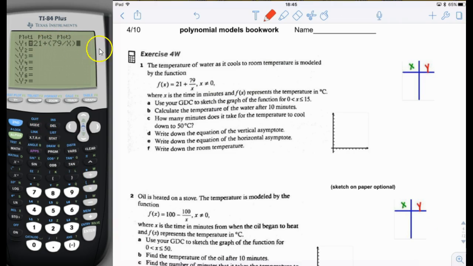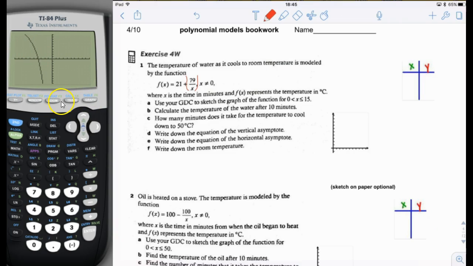Okay, and do you notice I put parentheses around the fraction? It's always a good idea to put the parentheses around the fraction and around the numerator and the denominator, especially if the numerator and denominator are something plus something, something minus something. There's all sorts of weird things that can happen if you're not really being careful with your PEMDAS. So now that we have that typed in, we're going to graph it.